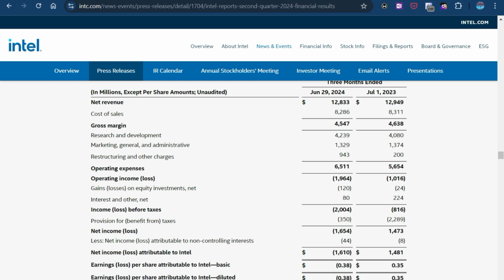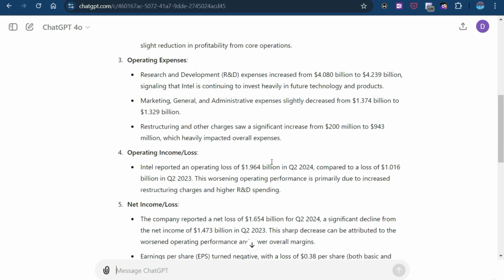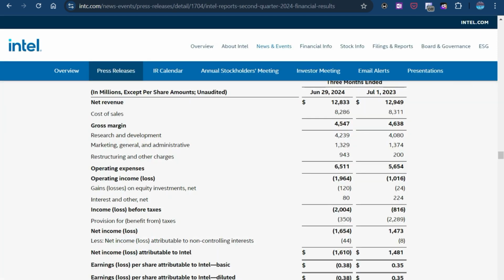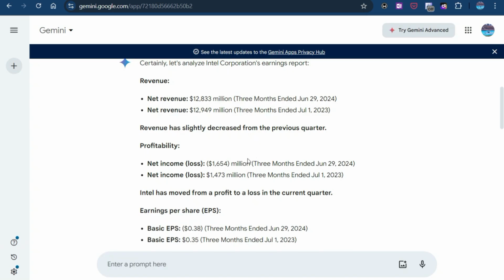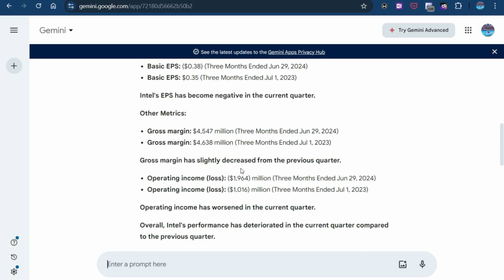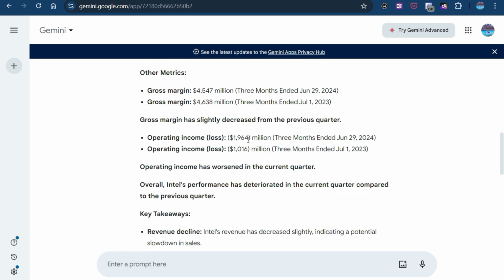So let's double check the other ones to see if they made similar types of mistakes. ChatGPT correctly got that 1.964 billion in this current period compared to a loss of 1.016 billion, which, going back to the report, is correct: 1964 versus 1016. If we go to Claude, operating loss worsened from 1016 to 19. Again, that one was correct. If we look at Gemini, did it look at operating income? It did: 1964 to 1016. So again, it had the right thing. It told me operating income worsened. So it's a little bit disappointing that Microsoft's Copilot was the one that got it wrong on multiple levels.